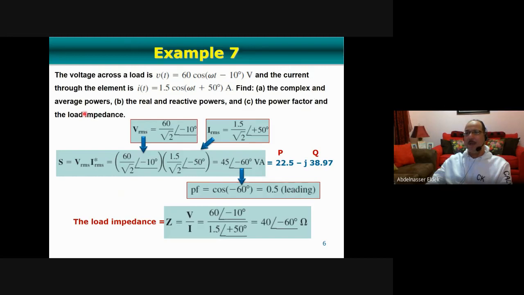And the load impedance, if you want to find the impedance, it's just V divided by I. It has no relation with power, actually, but just for you to practice on calculating the impedance. So the impedance equal what? V divided by I. 60 and negative 10 is 6 and negative 10 divided by I, which is 1.5 and positive 50. Then this will be the impedance. So as you see here, the impedance, if you convert it to real and imaginary, it will have a negative imaginary, which means that it is a capacitive load.